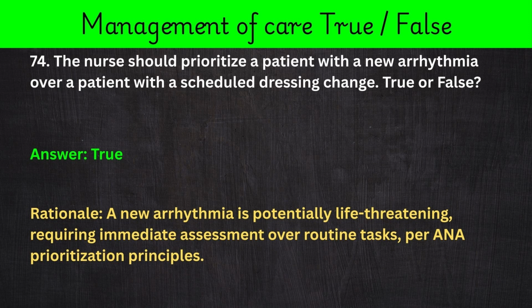74. The nurse should prioritize a patient with a new arrhythmia over a patient with a scheduled dressing change. True or false? Answer: true. Rationale: A new arrhythmia is potentially life-threatening, requiring immediate assessment over routine tasks, per ANA prioritization principles.